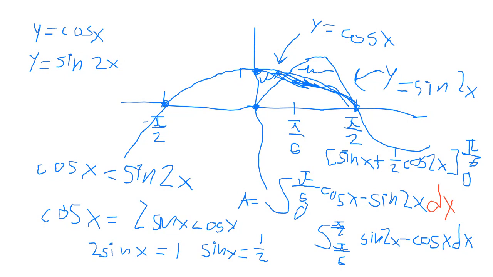And then our second one over here would be negative half cosine of 2x minus sine of x. I mean minus sine of x, yeah. Alright. And we would evaluate this at pi over 2, pi over 6.